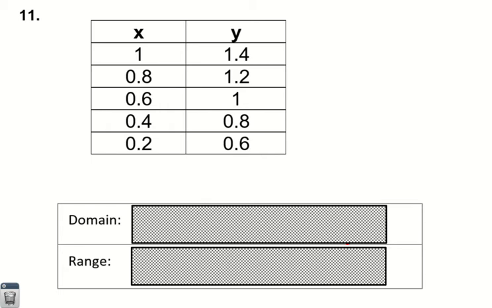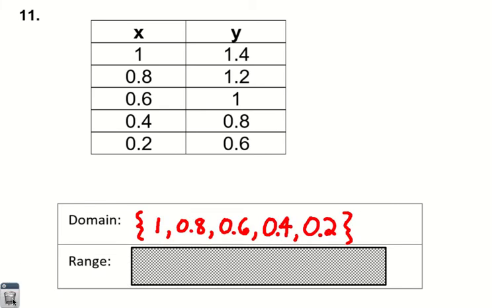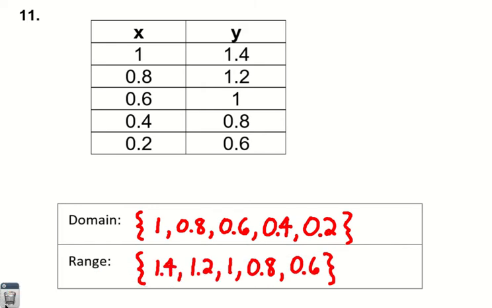Same thing here, even easier because if it's in table form, we've literally separated the x's and y's into their own columns. So the domain would be everything in column 1, the x column, and the range would be everything in the y column. And if there were any repeats, I don't think there are, are there? No. But if there were any repeats, you would not have to write that number twice.